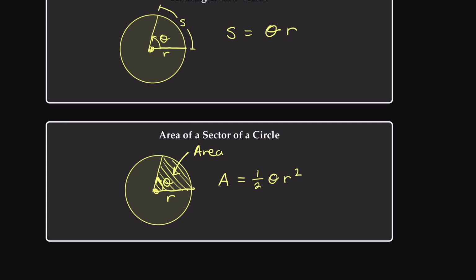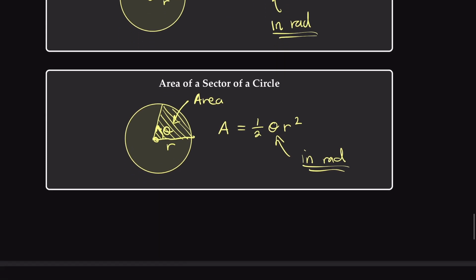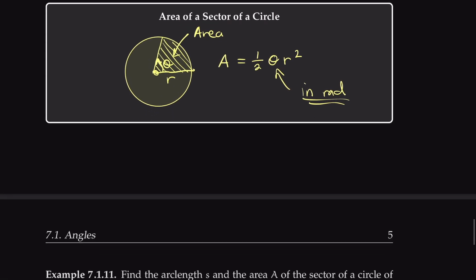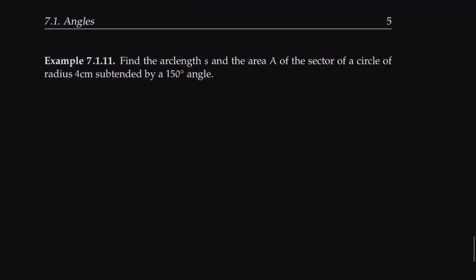Now, it's really important here to realize, though, these two formulas are written naturally in terms of radians. So this angle theta needs to be in radians in both of these formulas. So if you're given the angle in terms of degrees and you're asked to find the arc length or the area, then what you want to do is first convert that angle into radians, and then you can use these formulas. So here's an example where we have to do that.